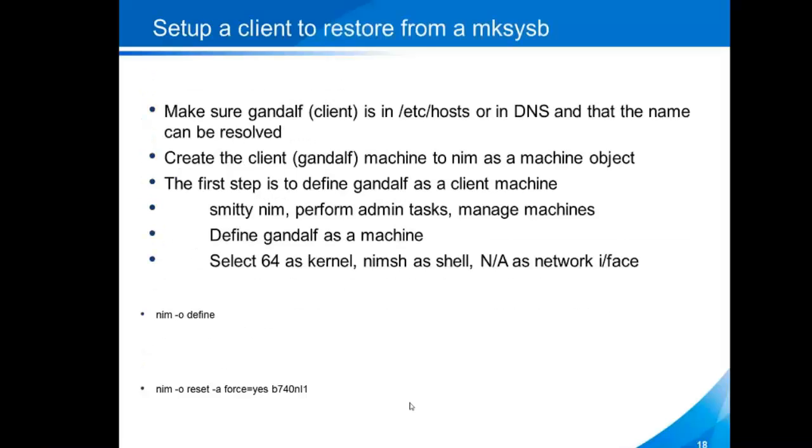So how do you set up a client to restore from a mksysb? Well, first thing you do, and I call my client Gandalf, is you make sure that it's either in /etc/hosts or in DNS, because we have to be able to resolve the name. We then create that client to NIM as a machine object. So you'd go into SMIT NIM, perform administrative tasks, manage machines, and then there'll be an option to define a machine. And there's only 3 things I normally select after I type the name in, and that's the kernel, the shell, and I always leave the network interface at n/a, unless I have multiple network interfaces like management interfaces and so on.